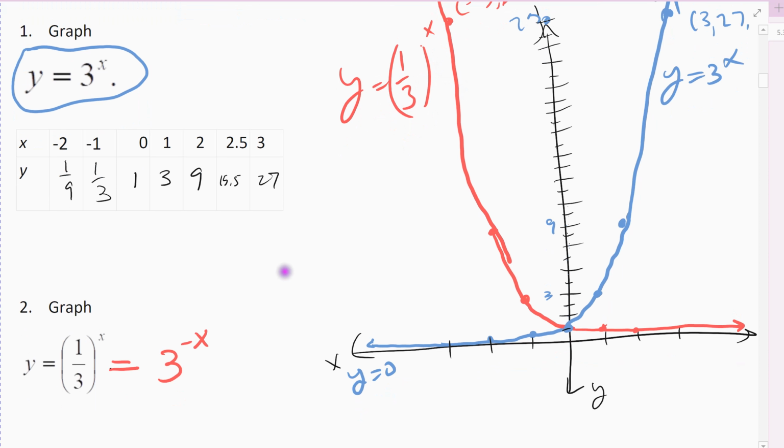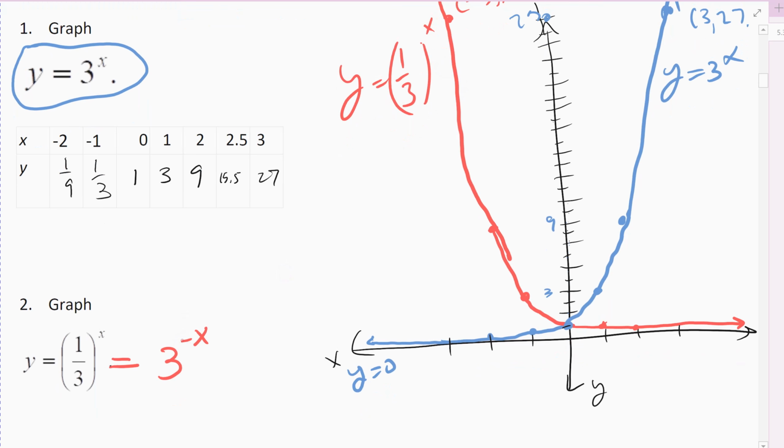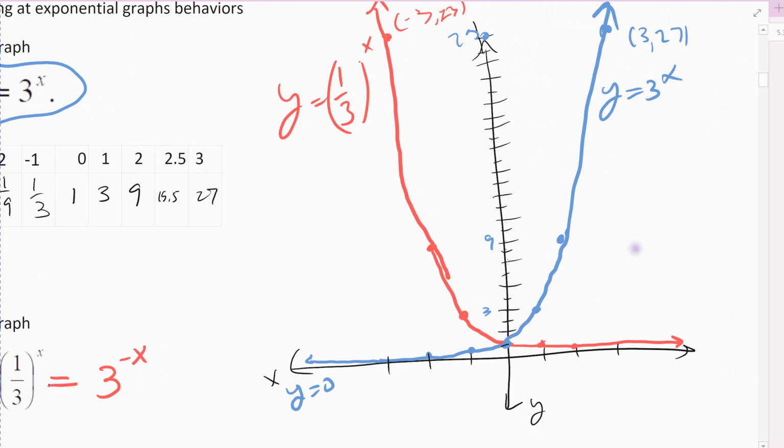Because in reality, that's that function where I reflected it over the y-axis. And so the blue is the exponential growth. The red is the exponential decay. Neither one of them ever goes negative. They always stay positive, right?